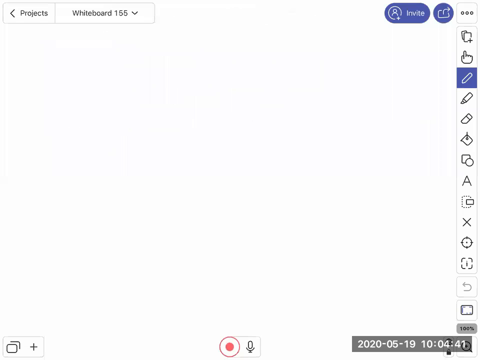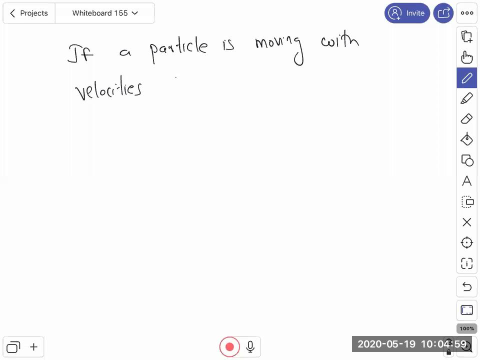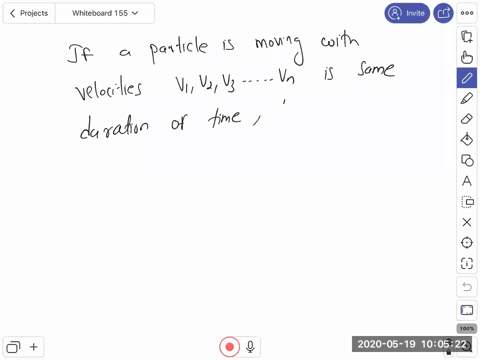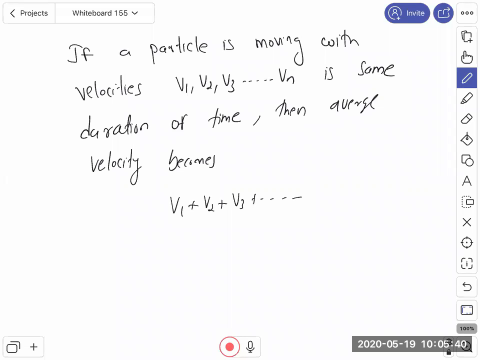Write down this part. If a particle is moving with velocities v1, v2, v3 etc. to vn in the same duration of time, then average velocity becomes v1 plus v2 plus v3 etc. to vn divided by n. That will give the value of v average.